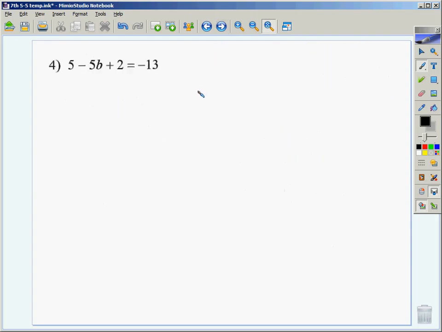Our next example is number 4. And again, with number 4, we look at both sides of the equal sign to see, is there anything that will simplify? Are there any like terms that we can combine? And I notice here that I have 5 minus 5b plus 2. 5 and 2 are like terms, so I can combine them. 5 plus 2 is 7. So I'd have 7 minus 5b equals negative 13.